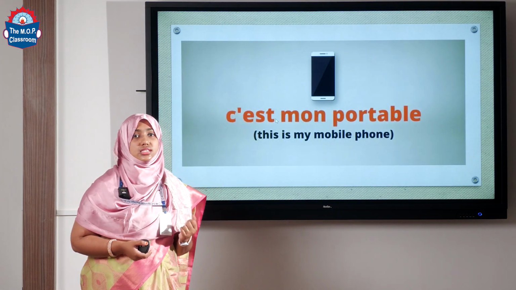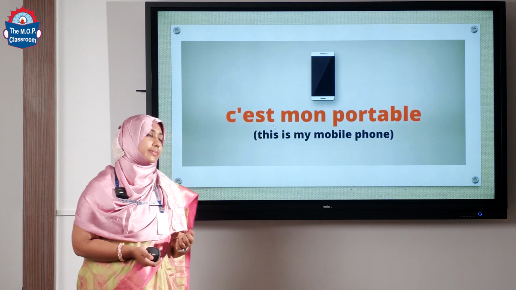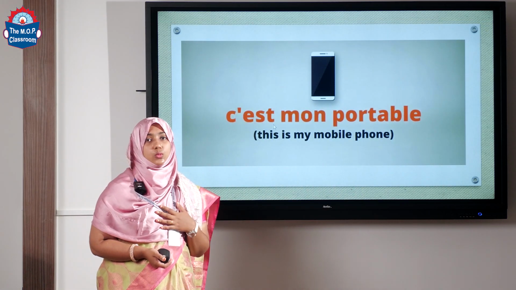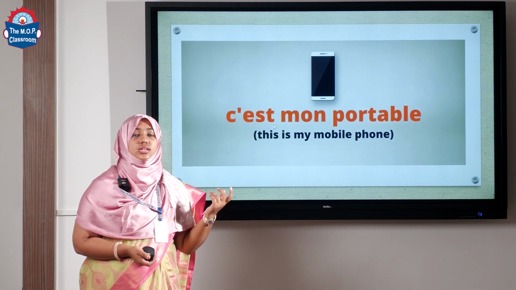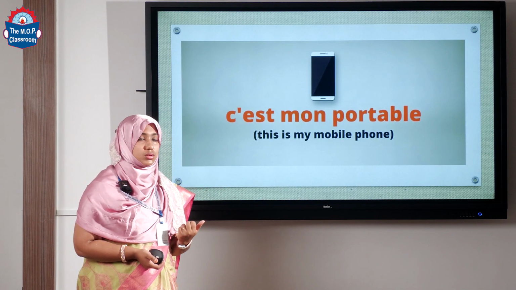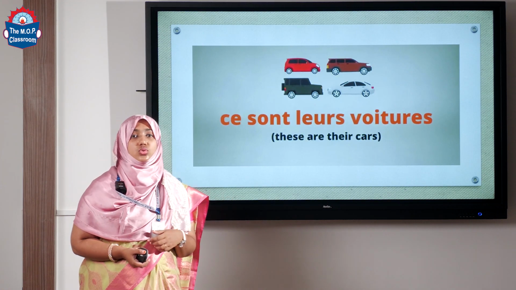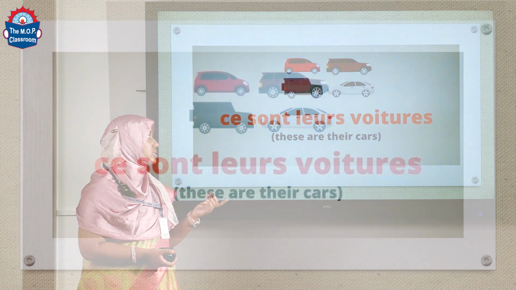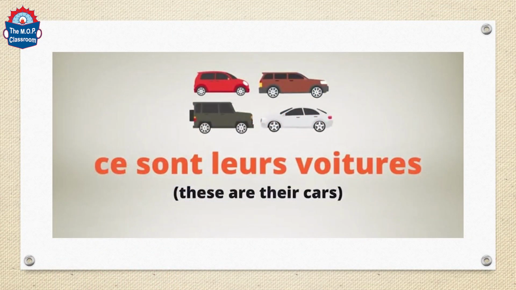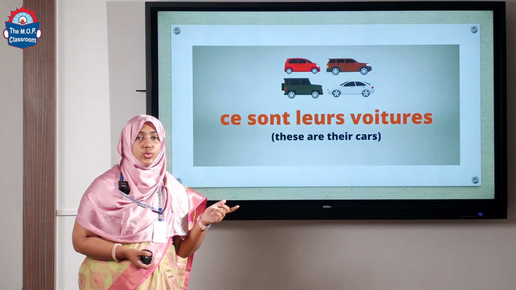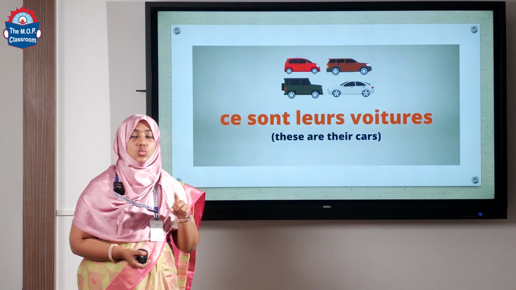So we have some sentences using possessive adjectives. Let's look into them. C'est mon portable. This is my mobile phone. So portable is starting with a consonant and it is masculine, so we use mon. Ce sont leurs voitures. These are their cars. So voitures is plural, so we are using leurs, and the subject is also plural, so we are using L-E-U-R-S.